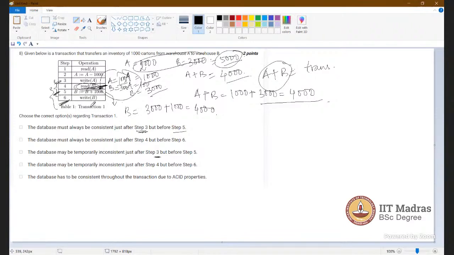Until B is written and committed, it is not shown in the database. B is still 3,000 until we write B. So in this step, the database is inconsistent, right? Okay, I got it. Thank you.